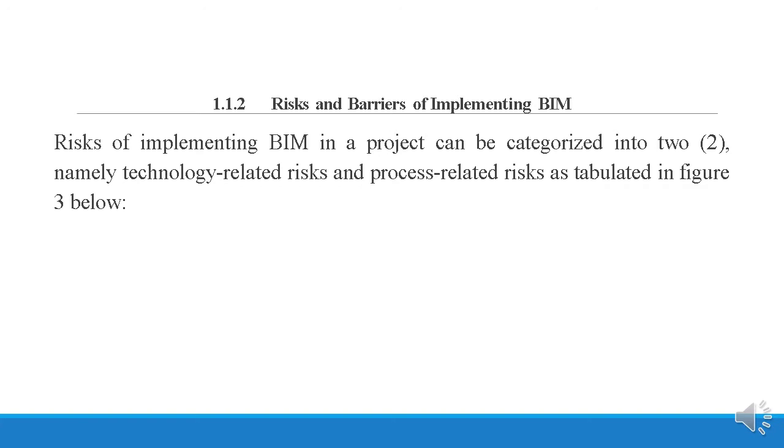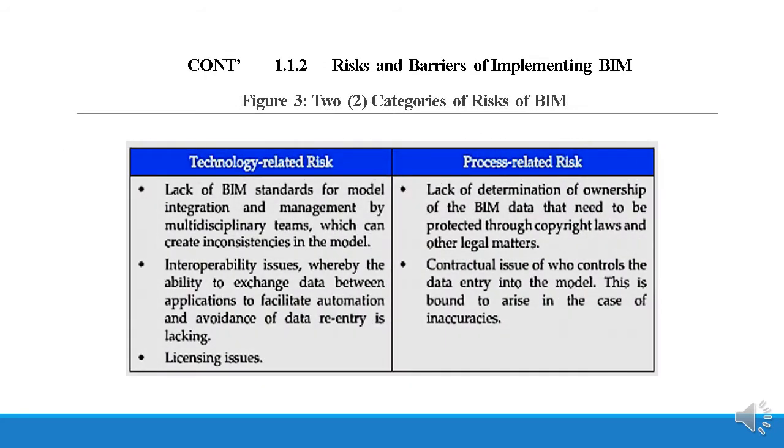1.1.2 Risks and barriers of implementing BIM. Risk of implementing BIM in a project can be categorized into, namely, technology-related risk and process-related risk, as tabulated in Figure 3 below. Figure 3 shows two categories of risk of BIM.